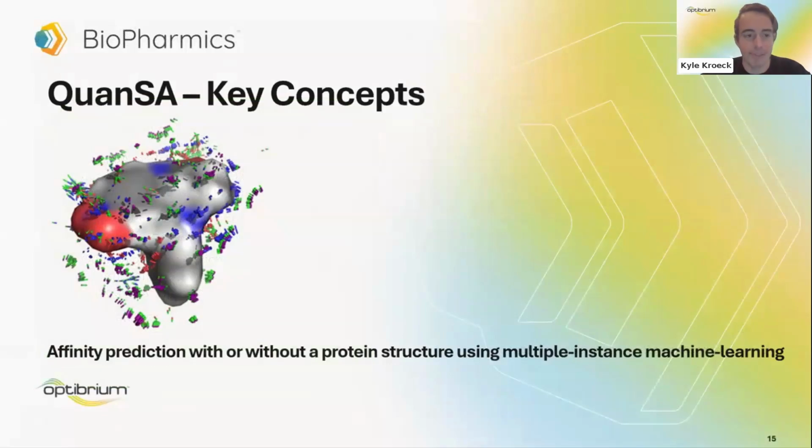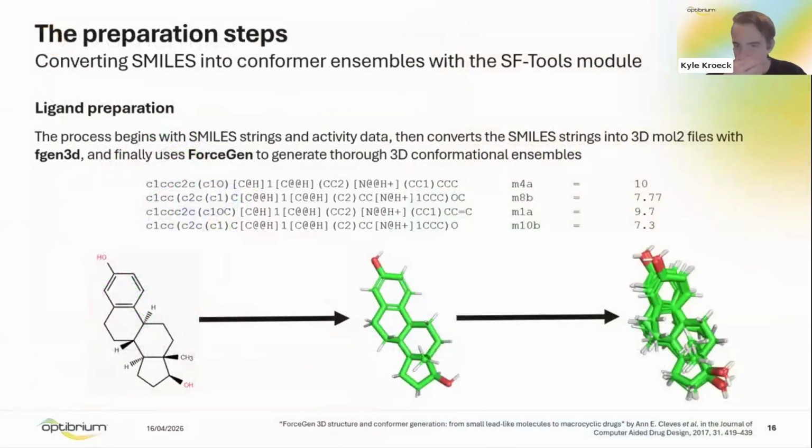So with that, I'd like to jump into some of the key concepts of QuanSA and really dive into it now. On the technical side, preparation begins with SMILES strings and activity data. The SMILES strings are used to generate 3D models of all the ligands, and the activity data serves as the training data for later model building. The integrity of a QuanSA model depends entirely on the quality of the 3D data used to train it, adhering to the principle that a model is only as good as its input.